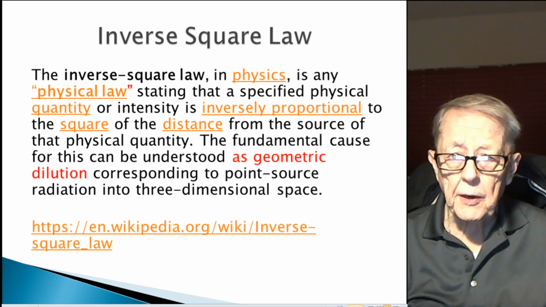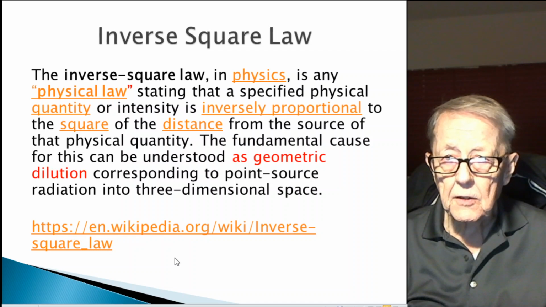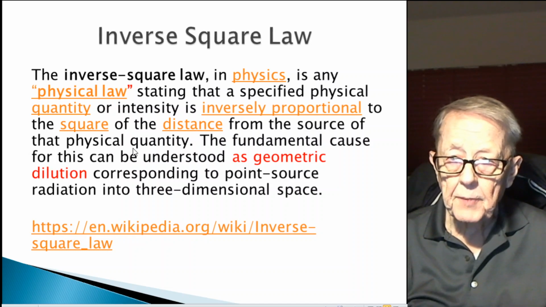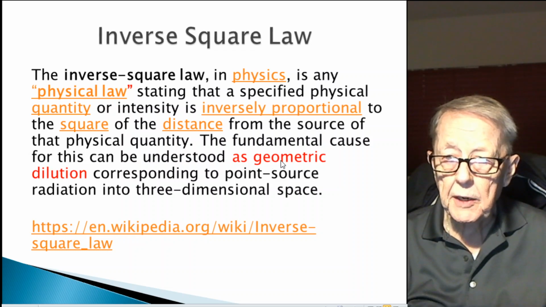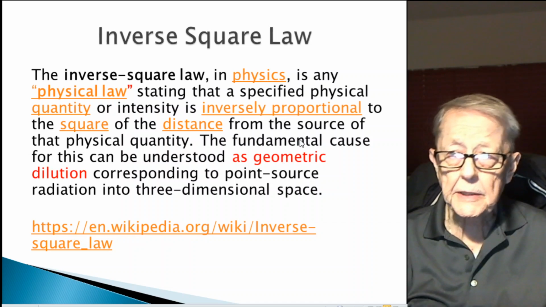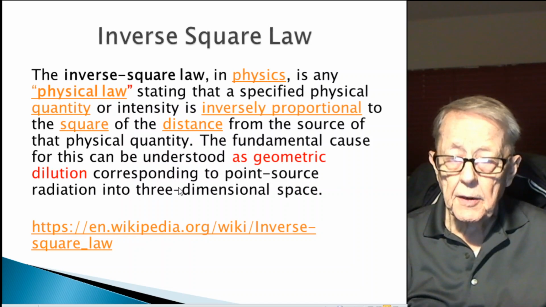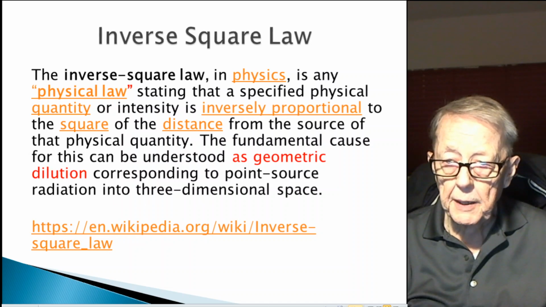So let's look up R squared in Wikipedia and see what it says. The inverse square law in physics is any physical law stating that a specified physical quantity or intensity is inversely proportional to the square of the distance from the source of that physical quantity. The fundamental cause for this could be understood as geometric dilution, and we'll get into that. That's the cause. There's a lot of geometry involved, and it corresponds to a point source radiating into three-dimensional space.